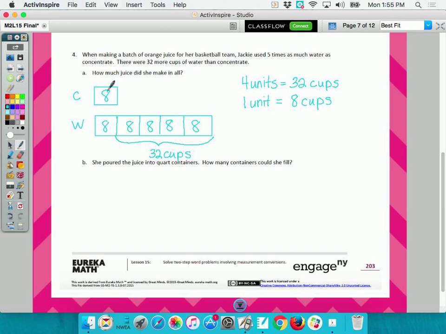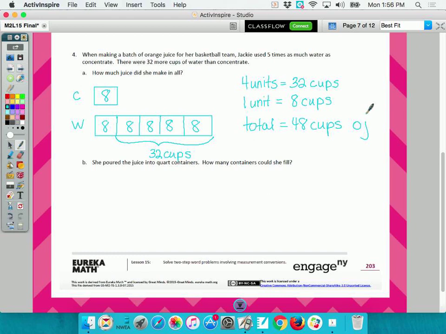So how many total cups of juice did she make? Remember the queen thing? Well, we got 32 cups of water, plus 8 more. That's 40 cups of water, plus 8 more. 48. Could you do 6 times 8 equals 48? Yes. Okay, so the total is 48 cups of orange juice, right? Yes. I'm going to write OJ.